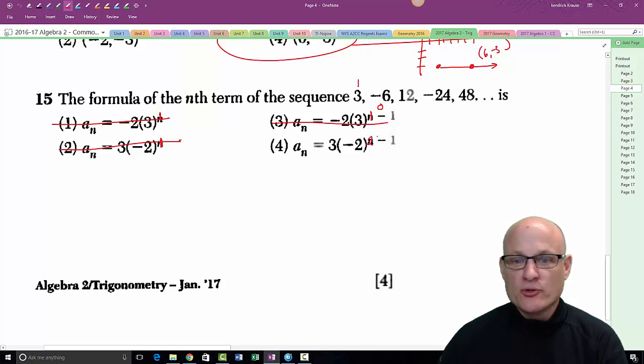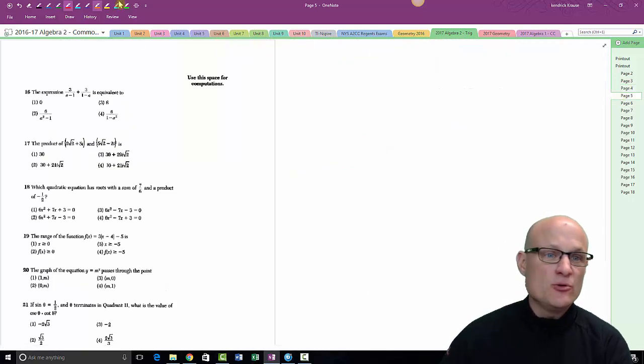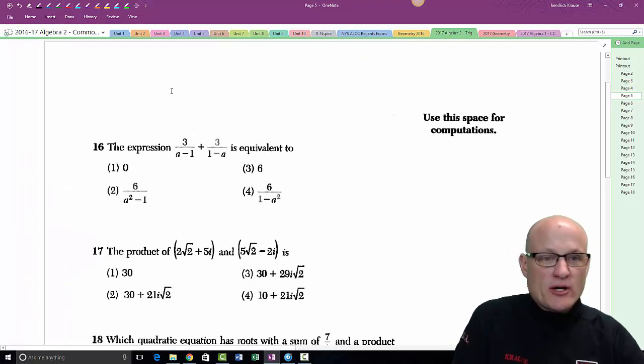So we'll plug in a 2. So this becomes a 1. Negative 2 to the 1 is negative 2. Negative 2 times 3 is negative 6. Let's do it one more time. Let's plug in a 3. This becomes a 2. Negative 2 squared is positive 4. 4 times 3 is 12. And there, my friends, is your answer. Almost lopped off one of the wrong answers.